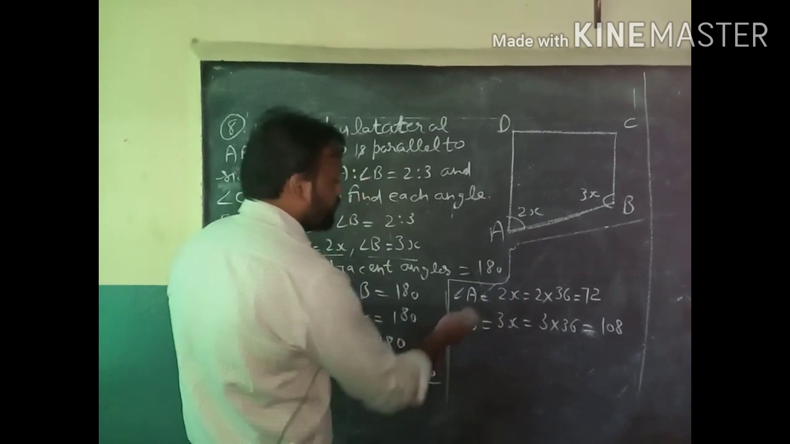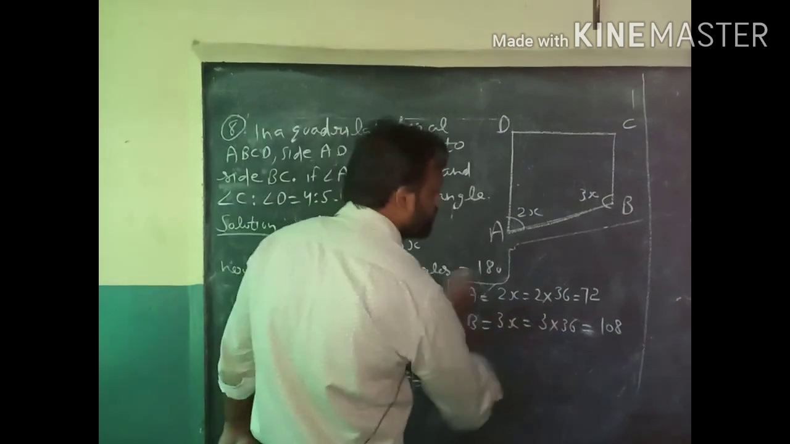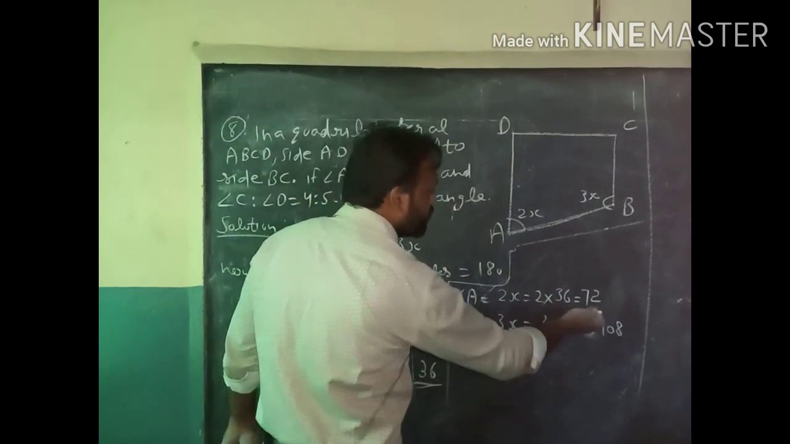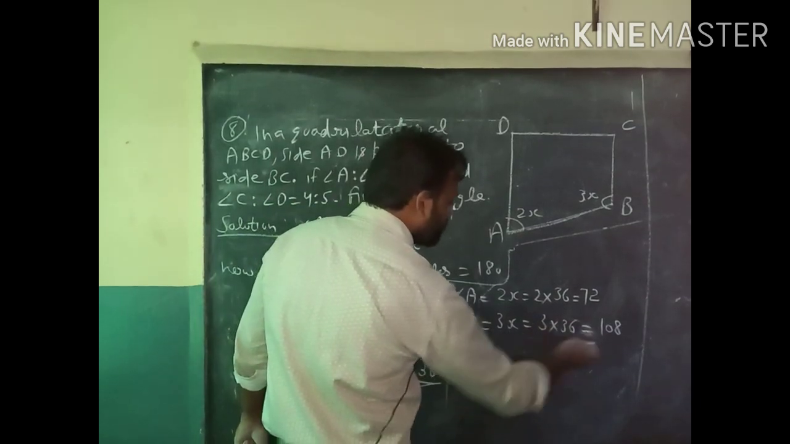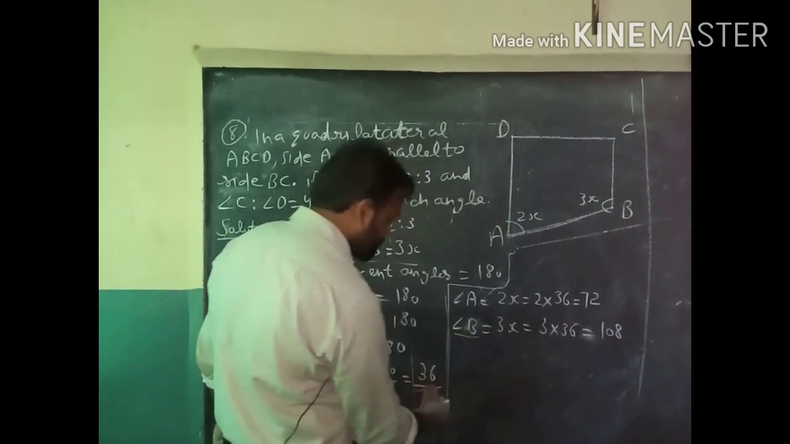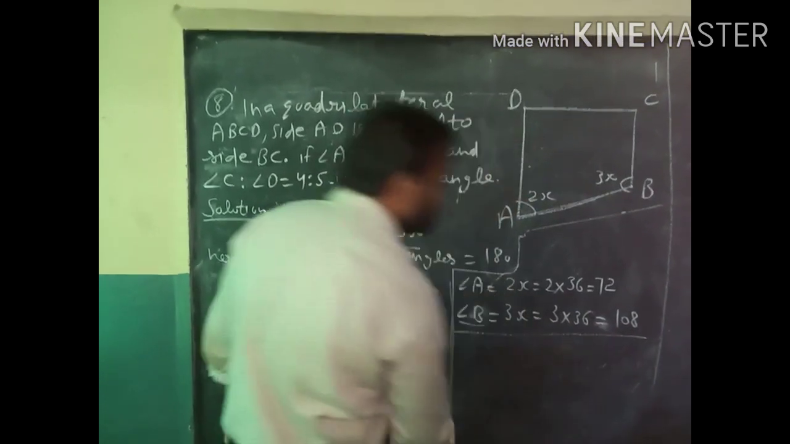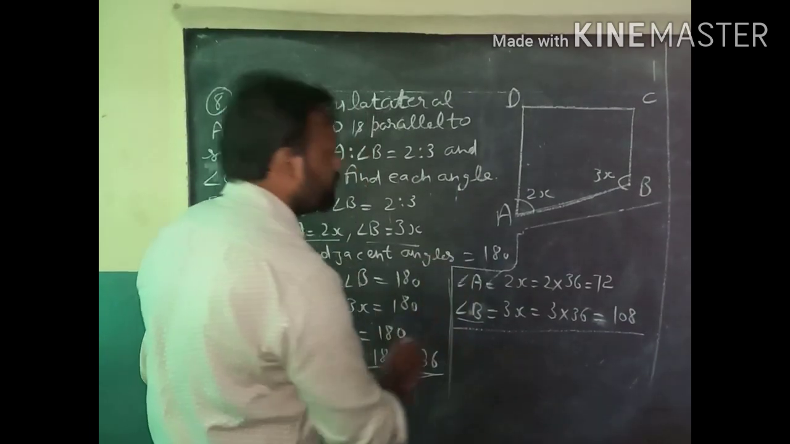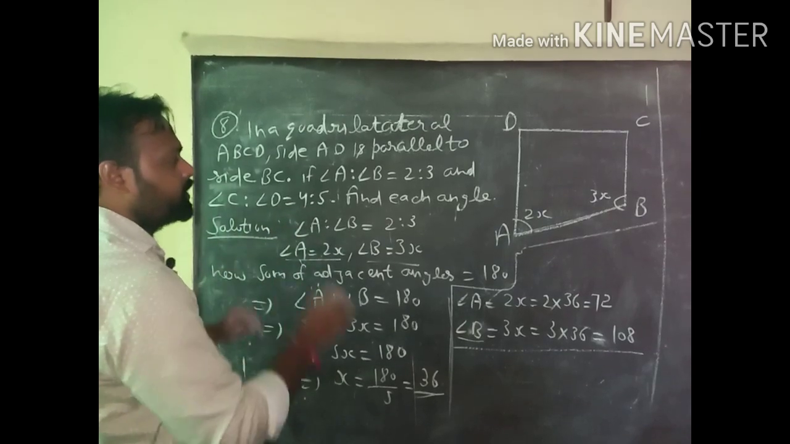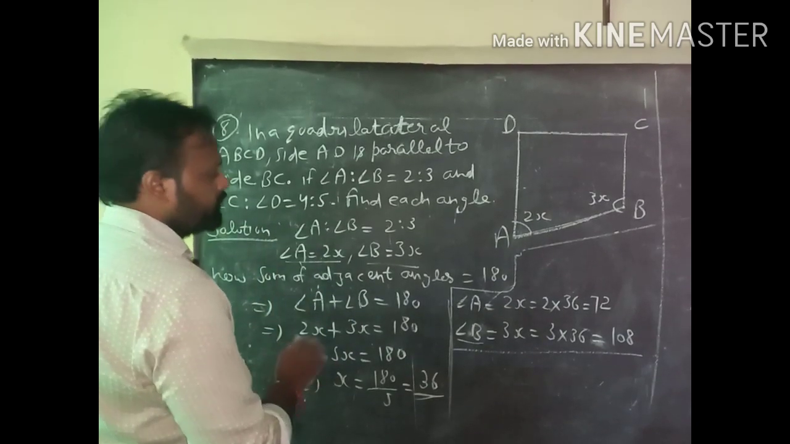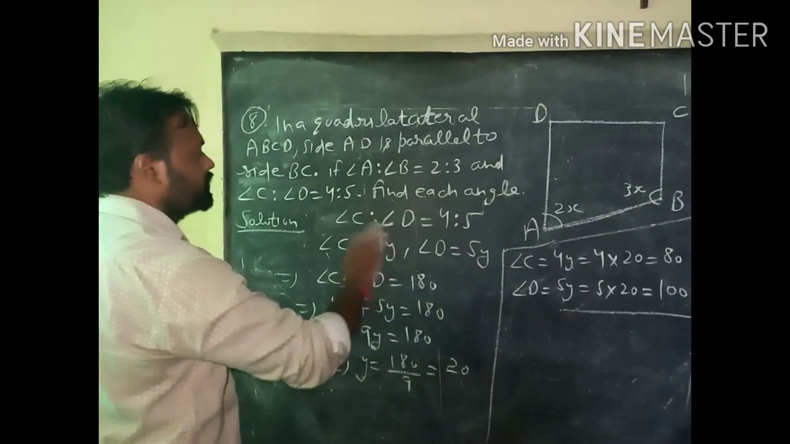You can see angle A is 2x, meaning 2 multiplied by x. The value of x is 36, so multiply 36 with 2, it will become 72. Angle B is 3x, so 3 into 36 will become 108. By this way we can find out the value of angle A and angle B. Similarly, following the same way, we can also find out the value of angle C and angle D.